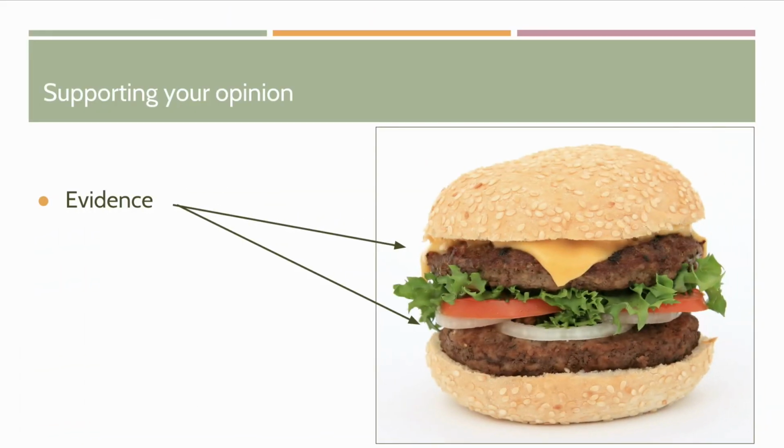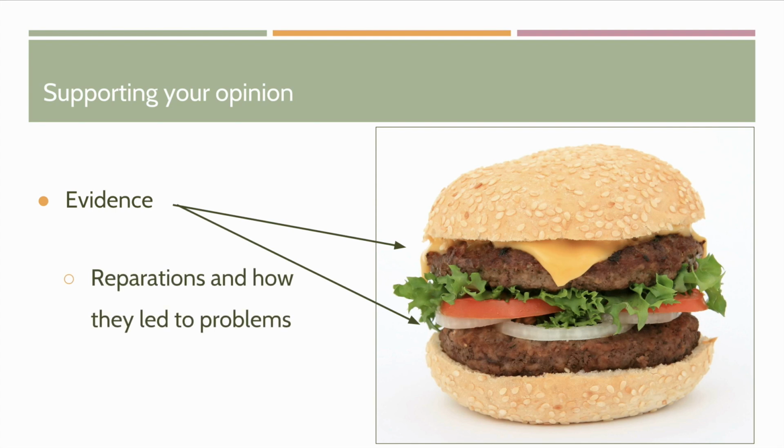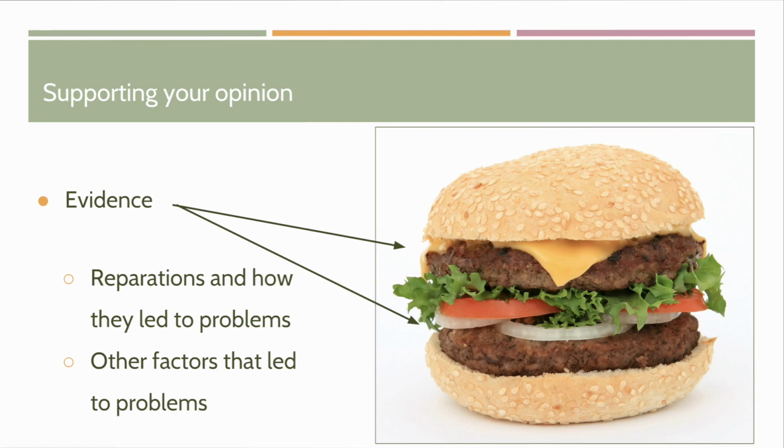Now it's time to get into the evidence. That's illustrated by the two patties in the burger. I have two patties because essentially we're going to provide two forms of evidence. The first form of evidence is all about how reparations are part of the problem. And the other paragraph will focus on how there were other factors that led to the problems. Let's look at it in a side-by-side comparison.